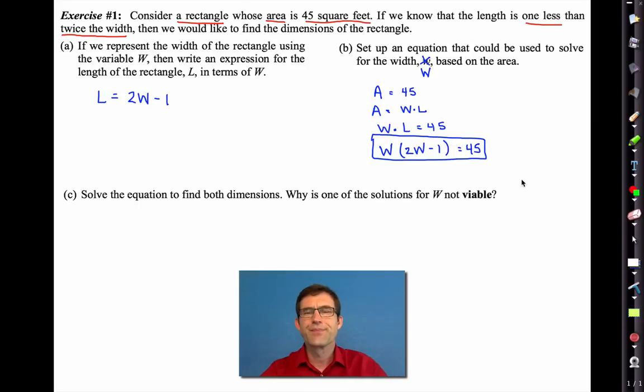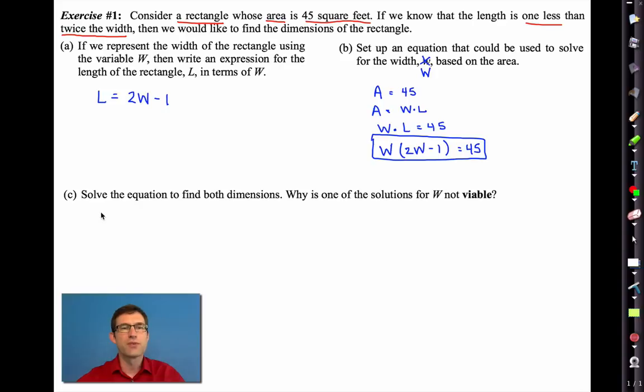Now, there's my equation, and we can certainly solve it for the width, and that's what we're going to do in letter C. It says solve the equation to find both dimensions. So let me just rewrite the equation down here. W times 2w minus 1 is equal to 45.